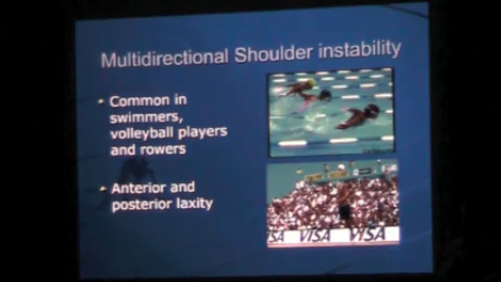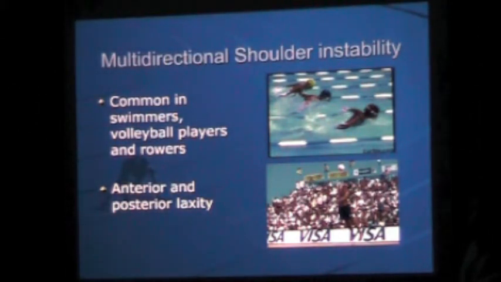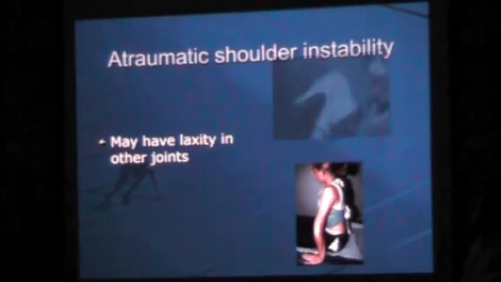Multidirectional instability, this is what we just talked about a second ago. Common in swimmers, volleyball players, and rowers, because this gives them a mechanical advantage to get that arm backward and get that extra velocity in their stroke or in their throwing. So anterior and posterior laxity is what it means with multidirectional instability. That means they're loose in all directions.